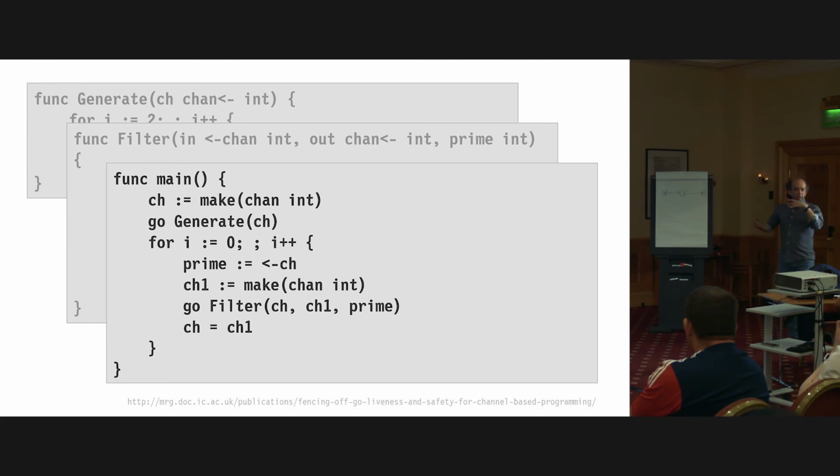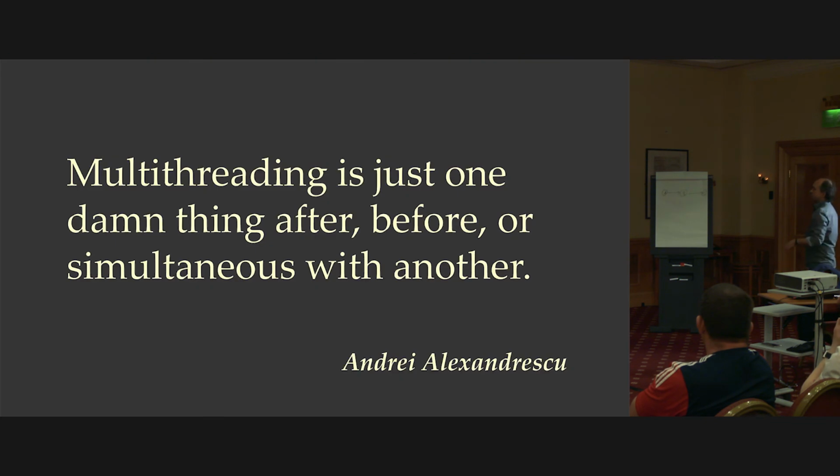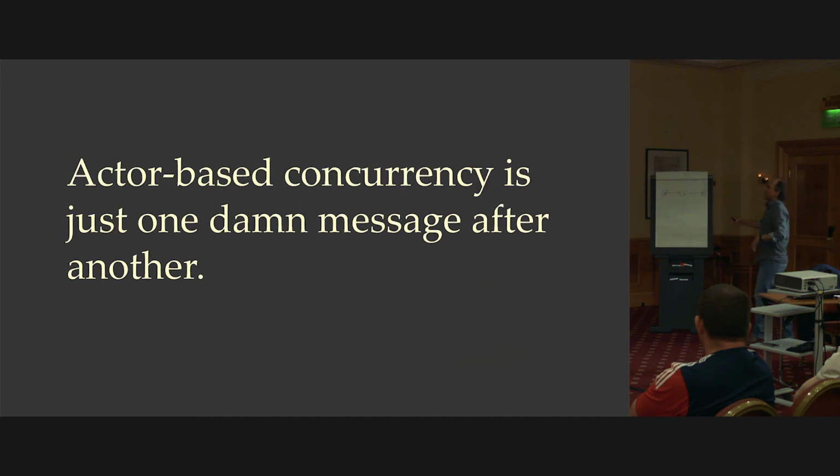Okay, so what other ways of reasoning and organizing our code are there? Well, I mentioned that a number of years ago I did this thing on parallel computer systems. My thesis was on actor-based computation, this language in particular, ABCL. And I think the simplest way of thinking about actor reasoning or actor models is very much the virtual uniprocessor approach that I described earlier on. Andrei Alexandrescu has a lovely quote: multi-threading is just one damn thing after, before, or simultaneous with another. It is the most perfect description of actor-based threading you'll ever find. Actor computation is really dull. Actor-based concurrency is just one damn message after another. It really is a world of sequences.